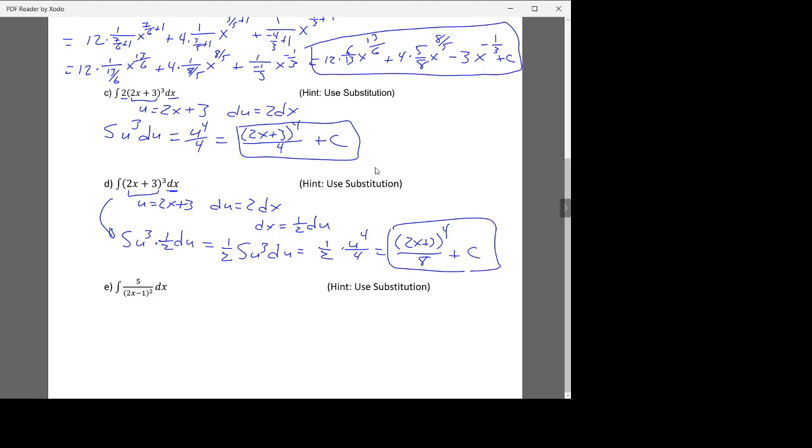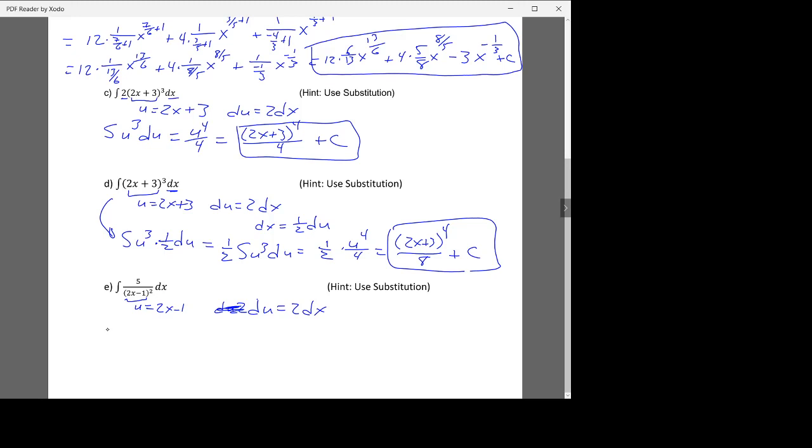And here's another one for substitution that's nice. So you can see the thing you kind of want u to be is the 2x minus 1 there. So we'll have du, again, is 2 dx. Oh, du is 2 dx. So let's go ahead and substitute.